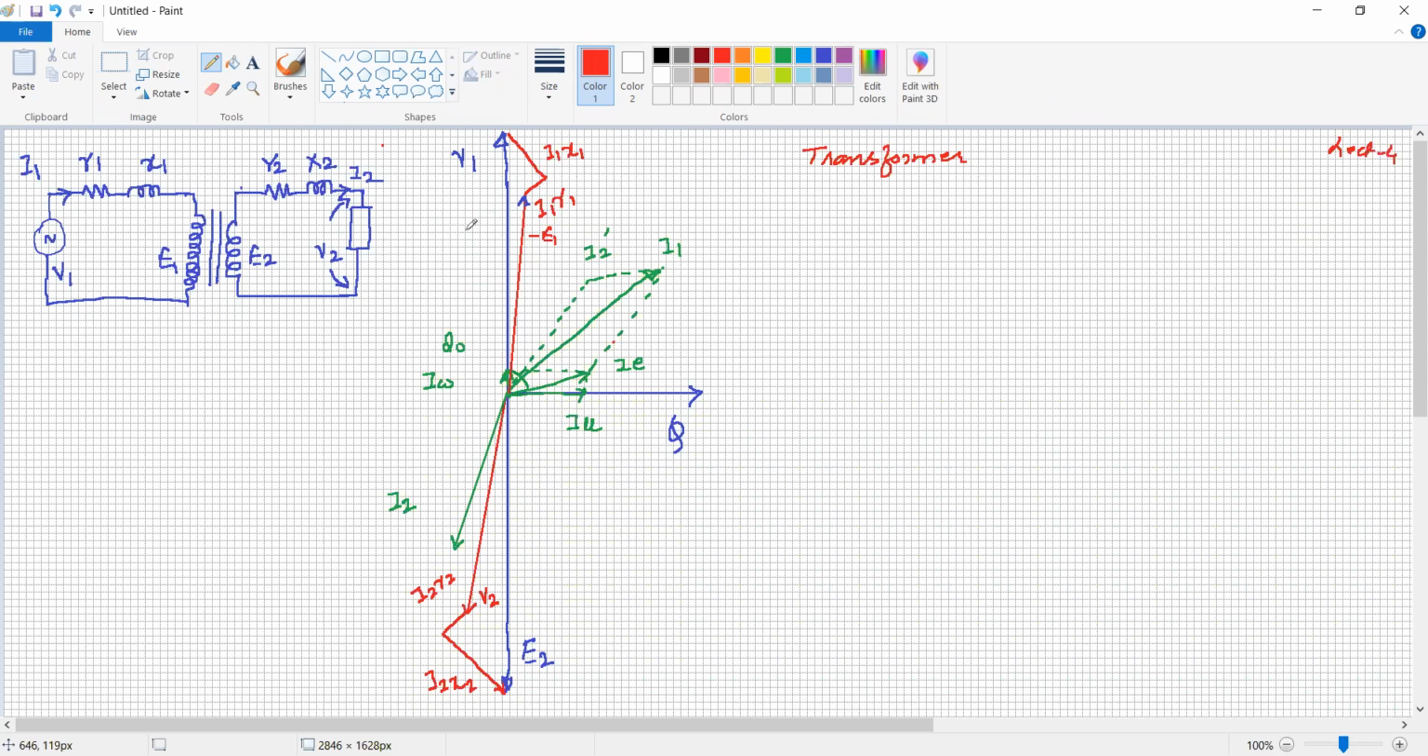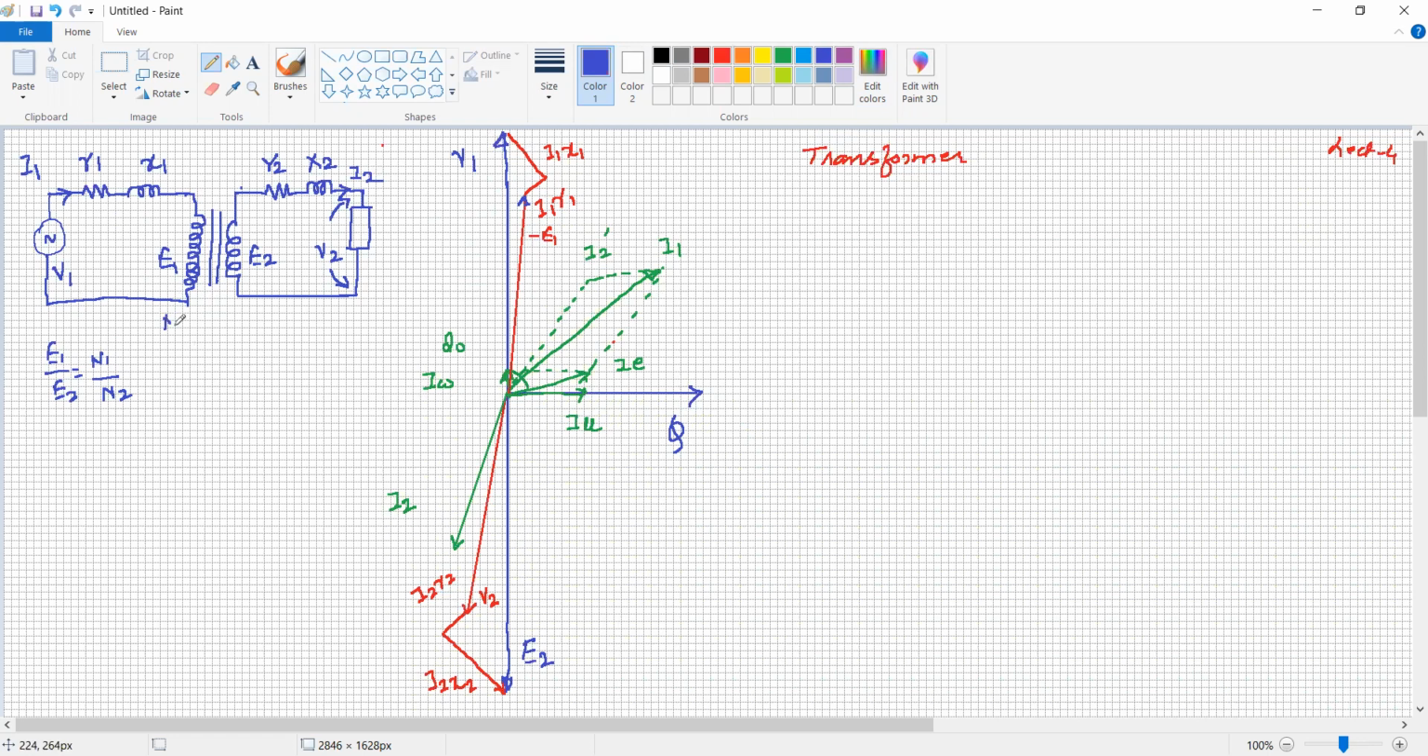In the previous lecture, some points have been discussed. Let me take just a few highlights of the lecture. We came to know some basic equations of the transformer: E1 upon E2 is equal to N1 upon N2. It means that the voltage of any winding depends upon the number of turns. More the number of turns, more will be the voltage.